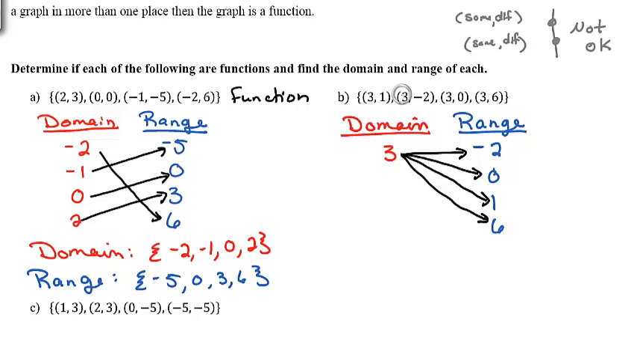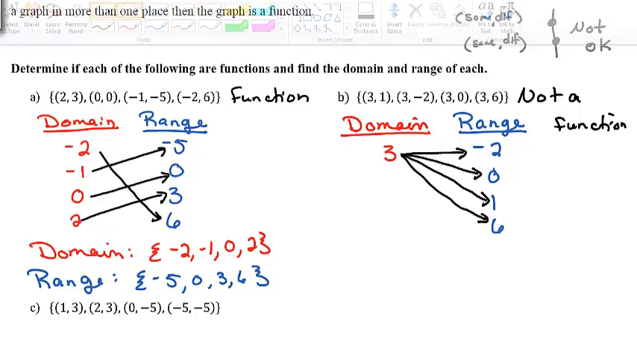So now we see that the 3 repeats itself, and so that tells me that it's not a function. Also, we have several arrows coming out of the 3 in the domain, going out to different y values in the range, and so that also tells us that it's not a function.